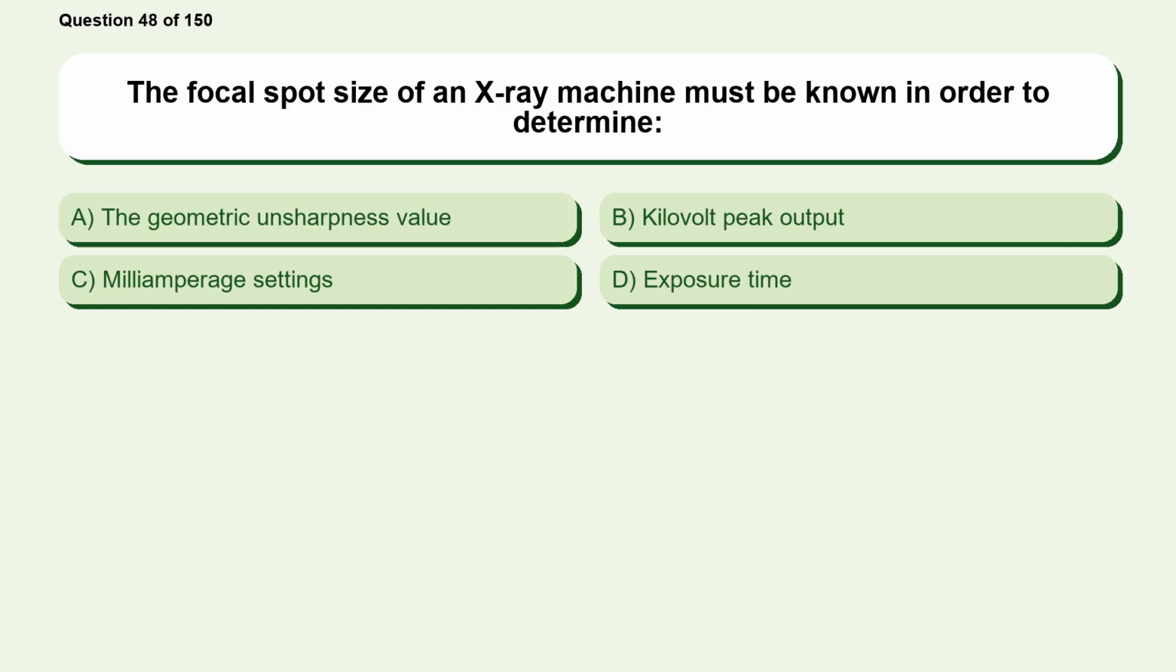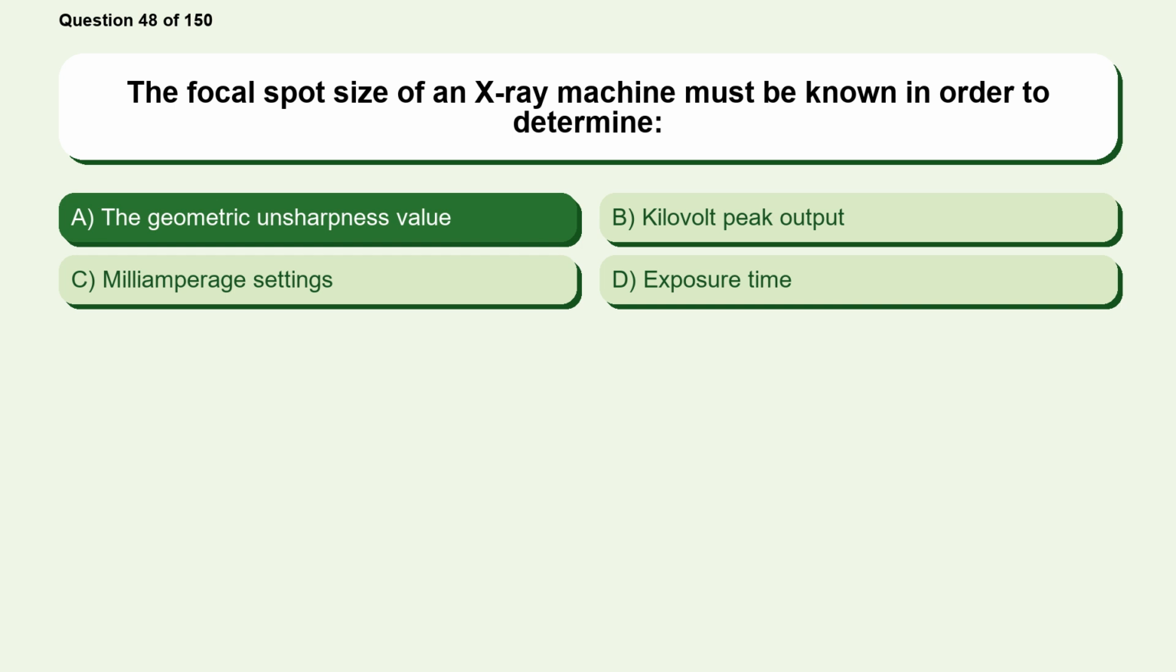Question 48. The focal spot size of an X-ray machine must be known in order to determine: Option A, the geometric unsharpness value. Option B, kilovolt peak output. Option C, milliamperage settings. Option D, exposure time. The correct answer is option A, the geometric unsharpness value.